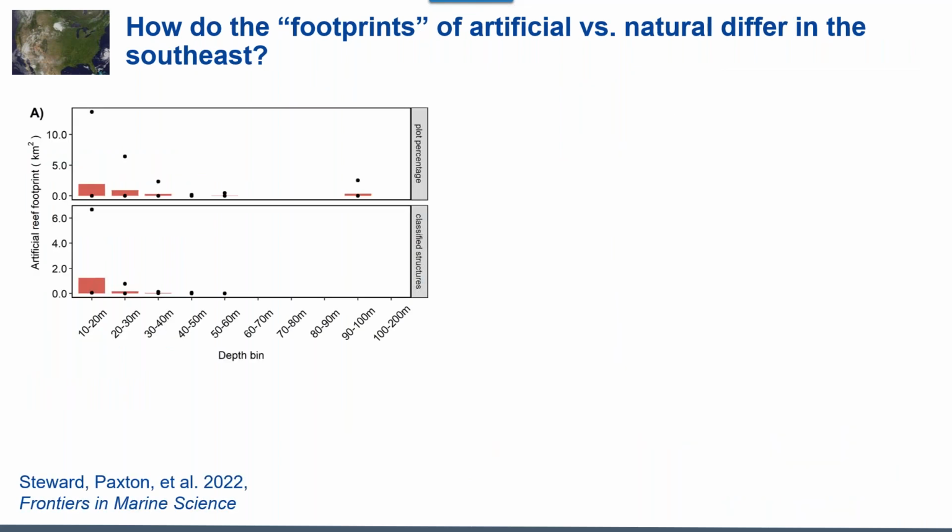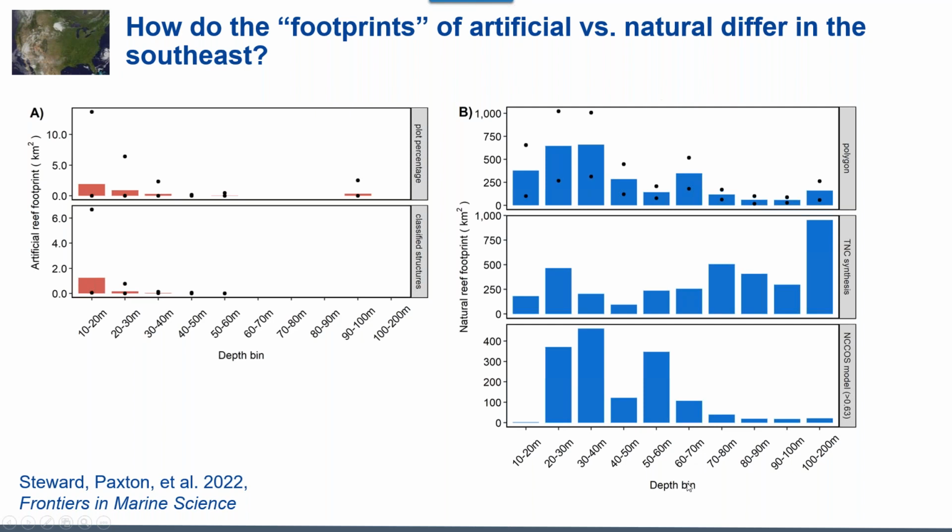And so the next question we had was, given these values of cover for artificial and natural reefs in the southeast US, how does the distribution by reef type vary with depth? And so here I'm showing you depth bins versus artificial reef footprint for our different methods. And what I want to draw your attention to is that the artificial reefs are clustered in the shallower depth zones, with the exception of several.